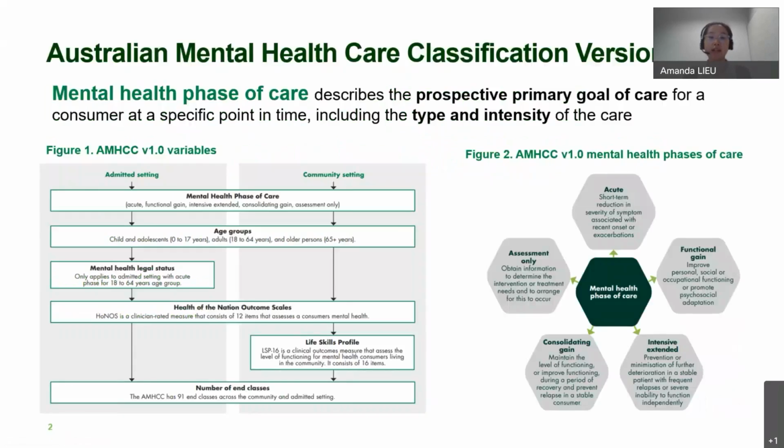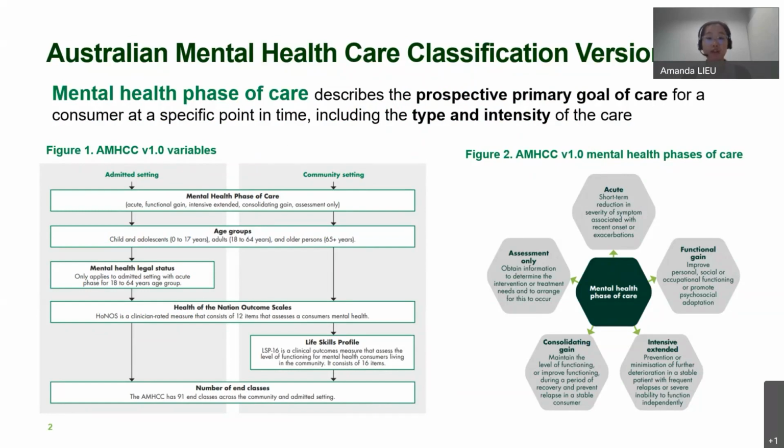In 2016, IHPA finalised the development of AMHCC version 1, which sought to better classify, cost and price specialist mental health care compared to the existing AR-DRG classification and block funding arrangements. The AMHCC uses a clinician-rated data element called the mental health phase of care, which describes the prospective primary goal of care for the consumer. The 5 phases of care that act as the splitting variables in AMHCC version 1 are acute, functional gain, intensive extended, consolidating gain, and assessment only.